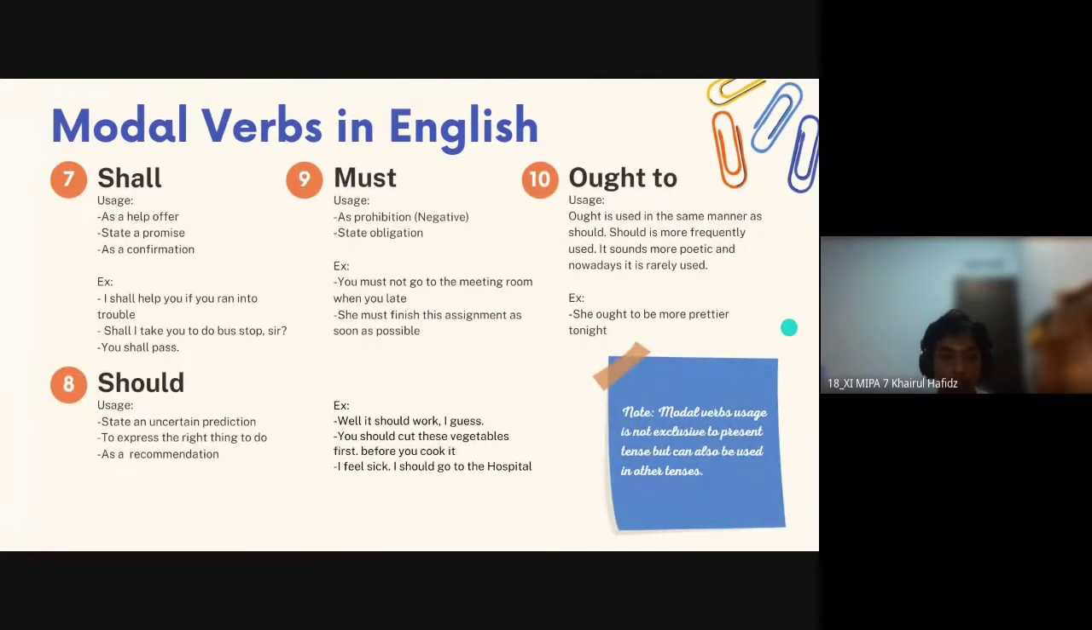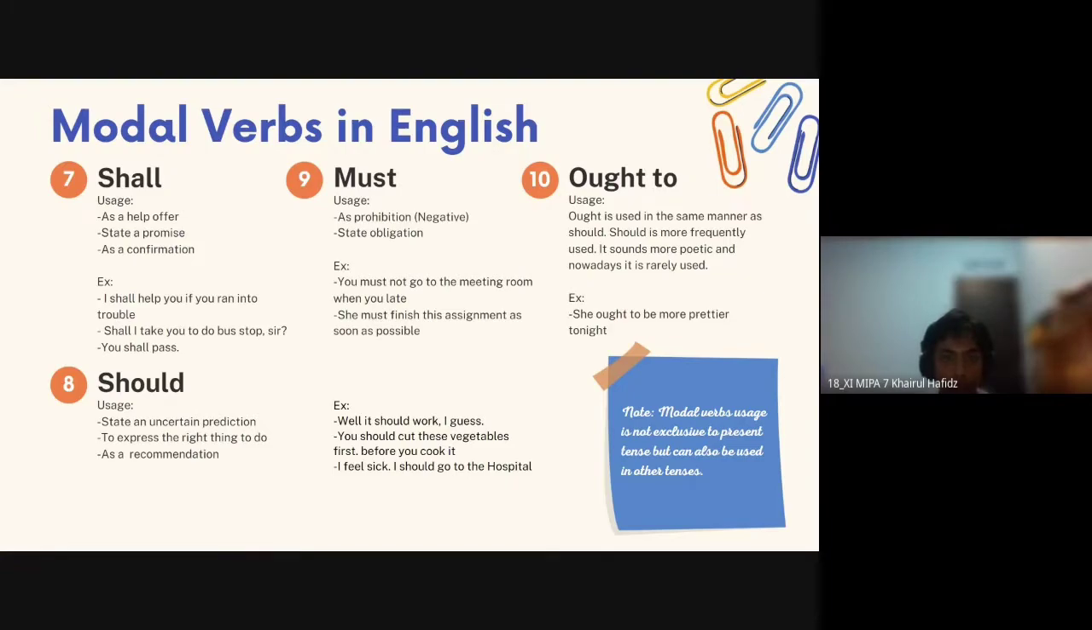The usage of shall is to offer help, state a promise, and also as a confirmation. Example: I shall help you if you run into trouble. Shall I take you to the bus stop, sir? You shall pass. The usage of should is to state an uncertain prediction and to express the right thing to do as a recommendation. Example: it should work, I guess. You should cut these vegetables first before you cook them. I feel sick, I should go to the hospital.